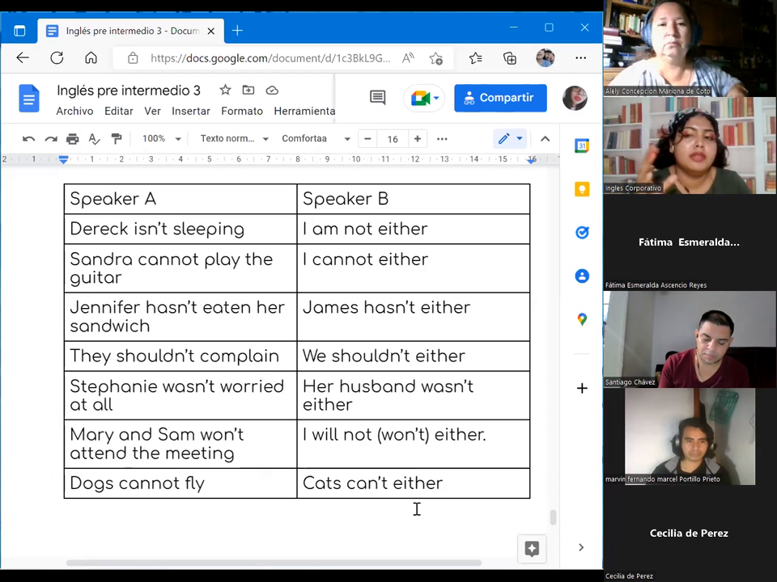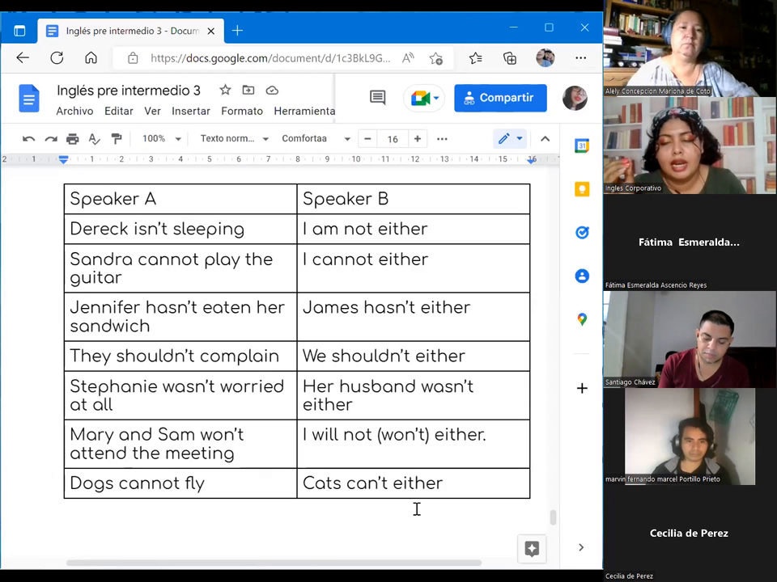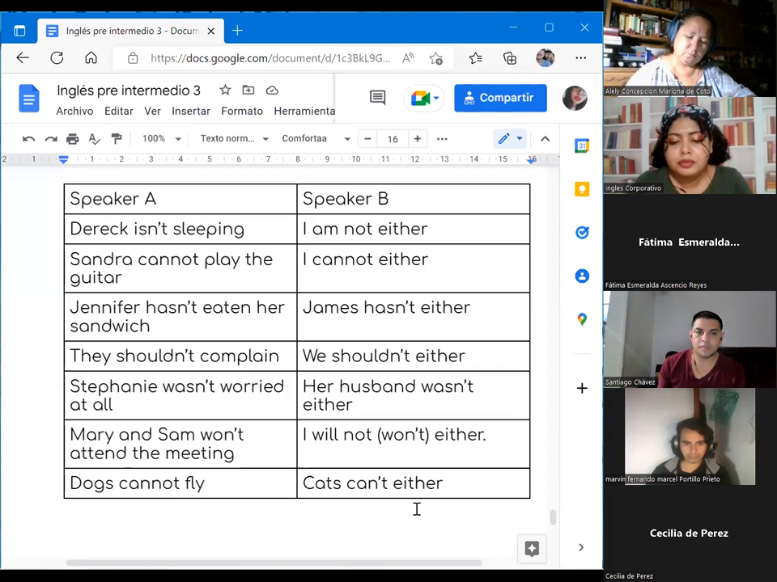And we have some examples that are acceptable in that way because it is not very, very formal. And we have, I have been studying a lot recently. That is the sentence. I have been studying a lot recently. And we can answer, me too. Yo también, porque estamos hablando entre amigos, algo bastante informal.